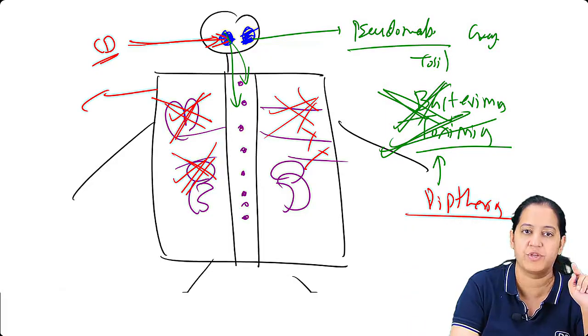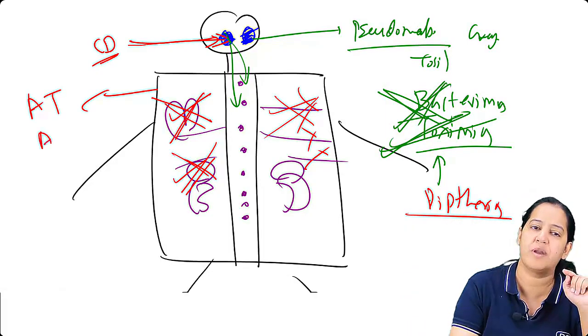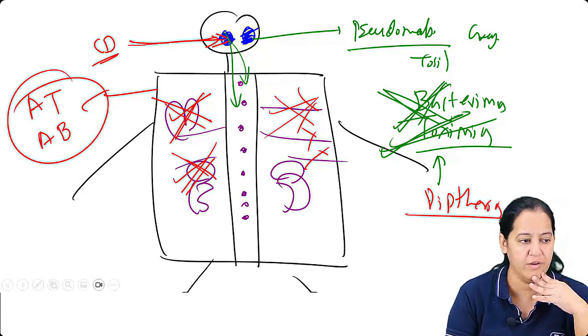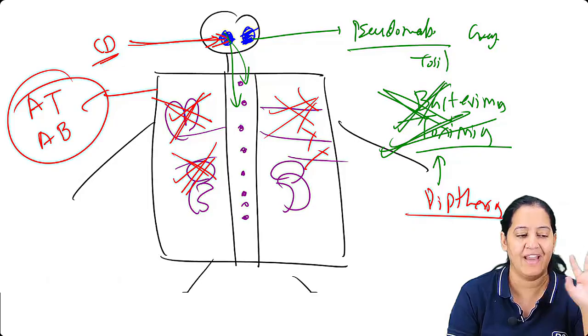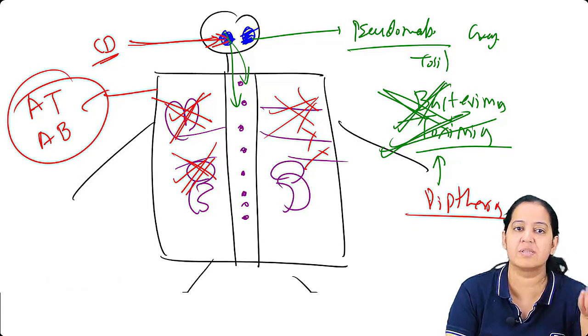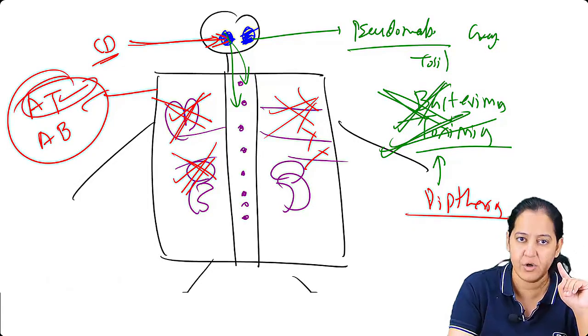Let me give you 2 options. Antitoxin is treatment of choice or antibiotic is treatment of choice. What you will offer? Antitoxin ki antibiotic? I'm asking. What do you want to give? Antibiotic ki antitoxin? So of course, the treatment of choice is antitoxin. Antitoxin will neutralize the toxin.